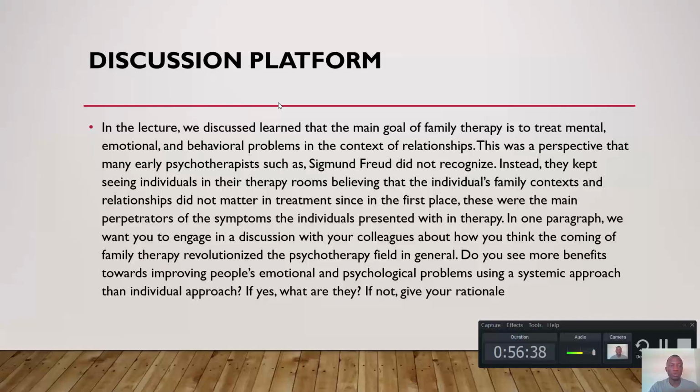And so in this week's discussion, you're going to go on your platform. As I gave you the instructions, just click on communication on our D2L site, communication, discussions, and then click on discussion one. We discussed a lot about the main goal of family therapy being treating mental, emotional, and behavior problems in the context of relationships. Basically, we're going to discuss in one paragraph. I want you to engage with your colleagues about how you think the coming of family therapy revolutionized psychotherapy. If you've never been to family therapy, you can use the theories that you learned today or some of the content that I talked about. Do you see more benefits towards improving people's problems using a systemic approach than an individual approach? If yes, tell us what they are, and if not, give us your reasons.